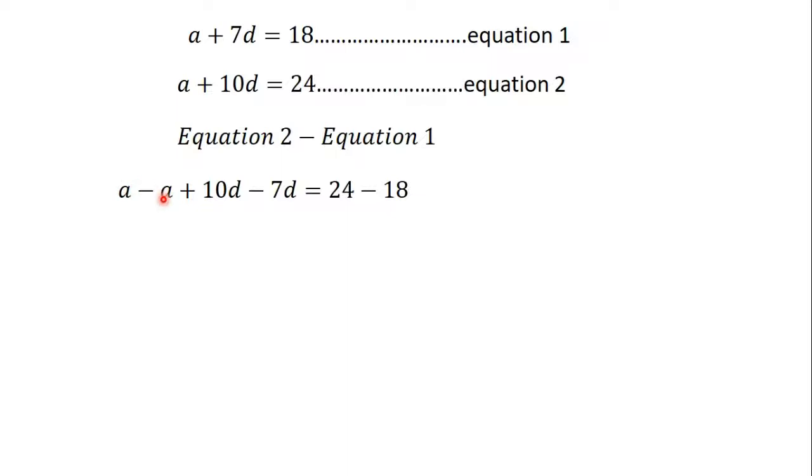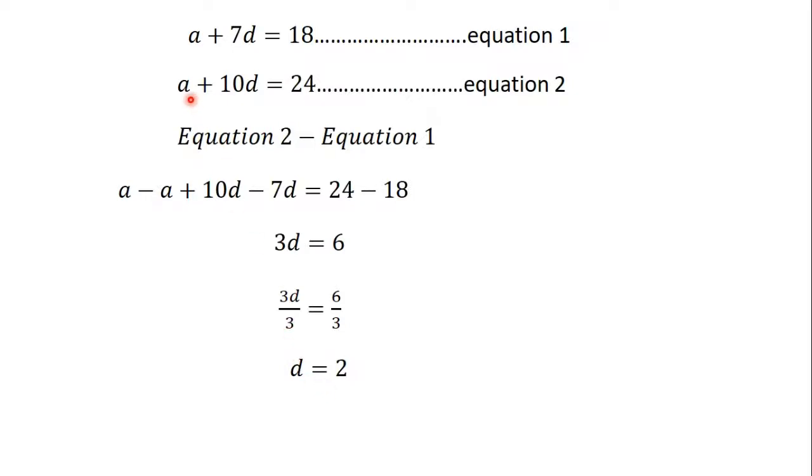a minus a is 0. 10d minus 7d will give us 3d. 24 minus 18 is 6. So 3d is equal to 6. We divide the left hand side by 3. We divide the right hand side also by 3. And d is equal to 2. So we now have the value of the common difference as 2.